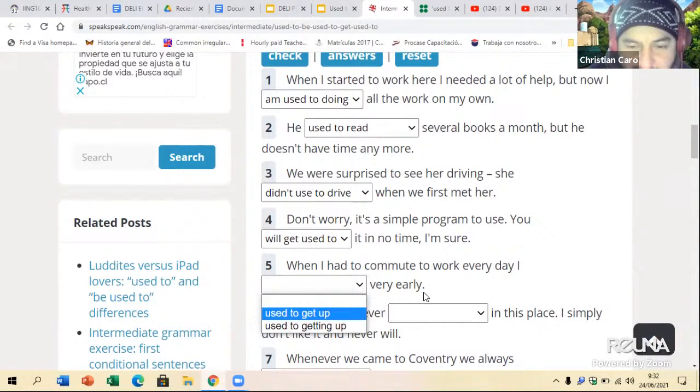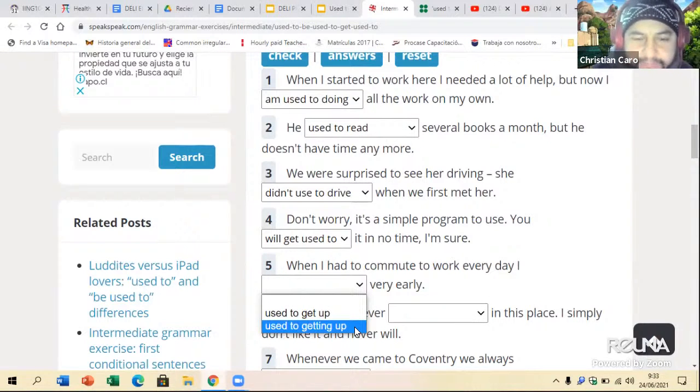used to get up very early. I used to getting up very early. When I had to commute to work every day, see, I used to get up very early. That's more fácil. What do you guys think? Tomás dice used to get. Catalina dice get.